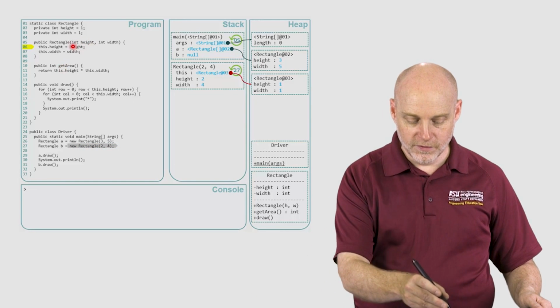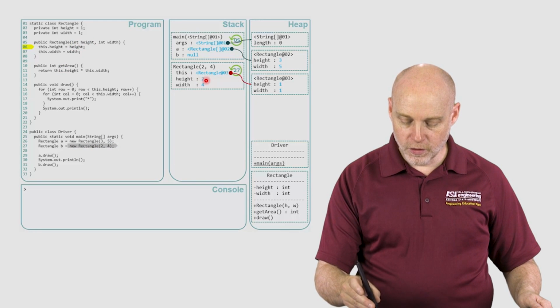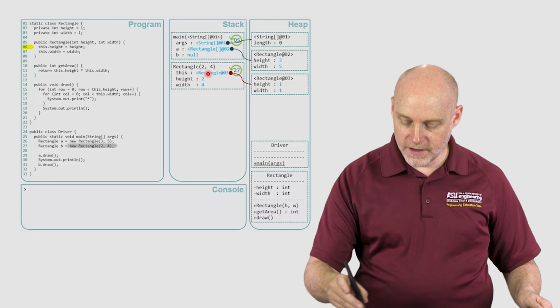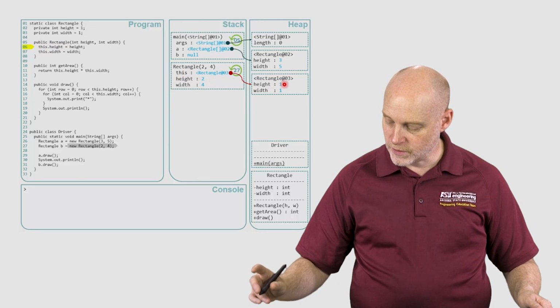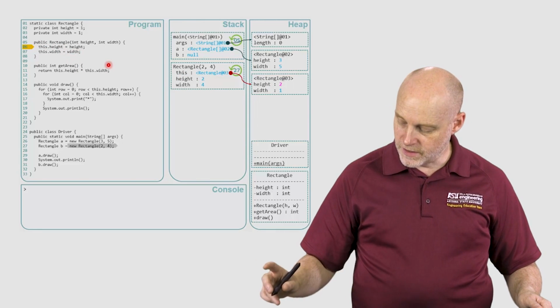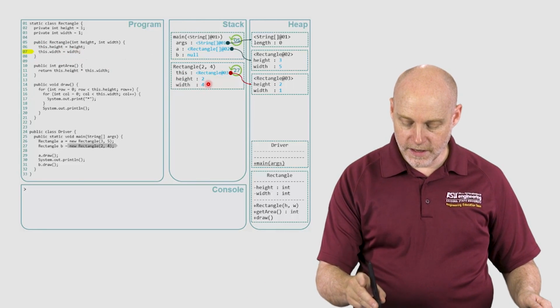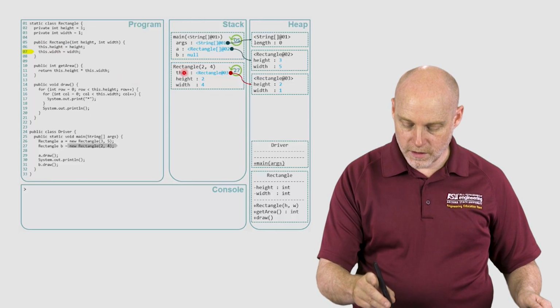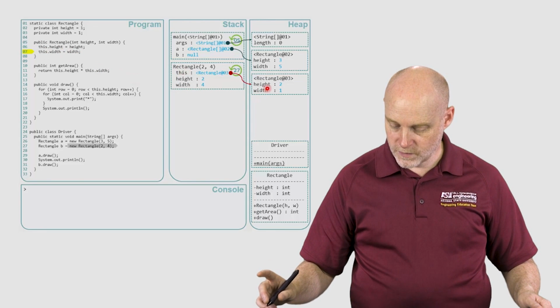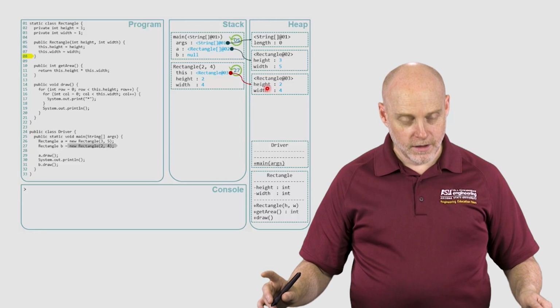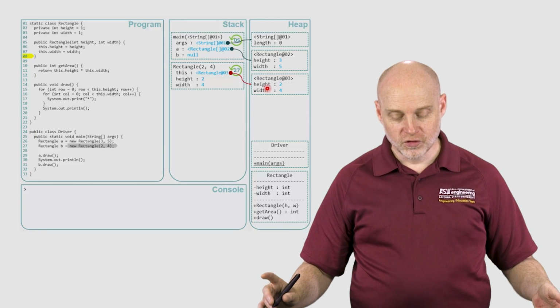Same thing is going to happen as before. We're going to assign the value of height to this.height. So we're going to be storing a 2 here. And then on the next line, we're going to assign width to this.width. So we're going to be storing a 4 here. And that finishes this parameterized constructor.